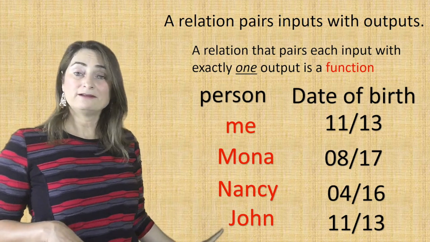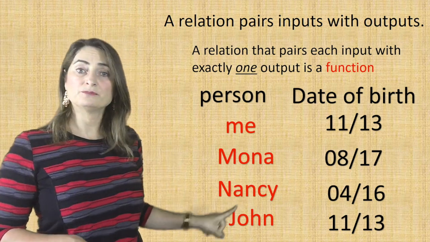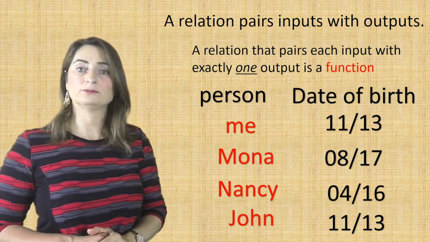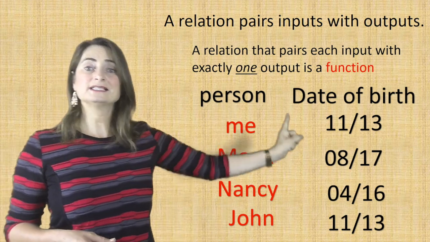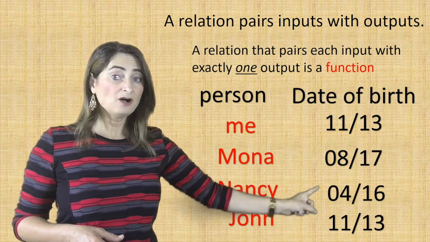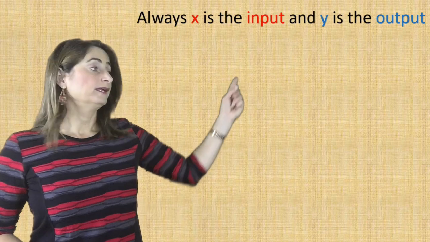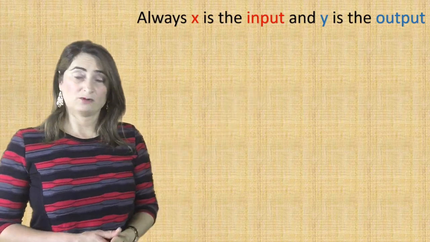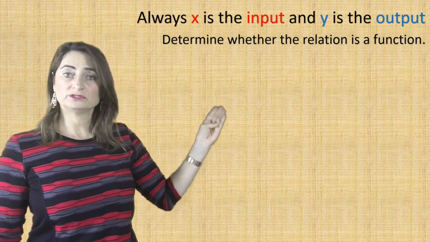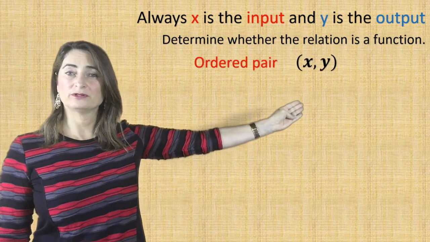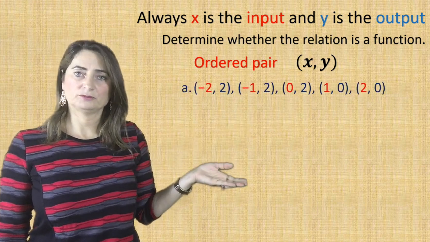Can 2 people have the same date of birth? Yes. That is a function because the input has exactly one output, one date of birth. So a function, when every input has exactly one output, but the output can have 2 different inputs. Always remember, x is the input and y is the output. Let's determine whether the relation is a function and start with an ordered pair. And always the ordered pair, we start with x and then y. X is the input and y is the output.